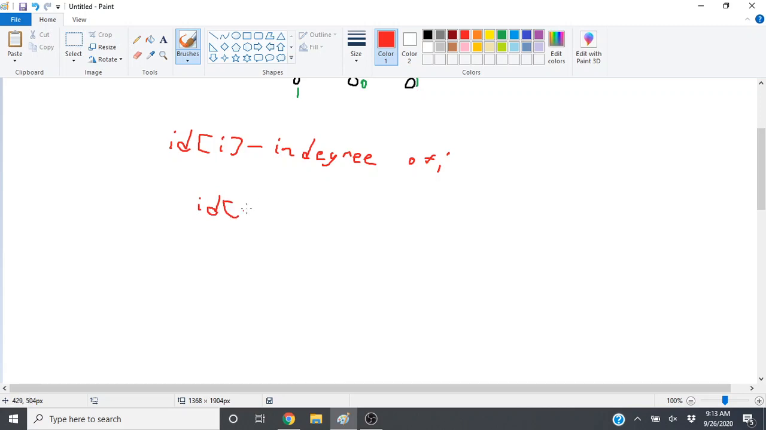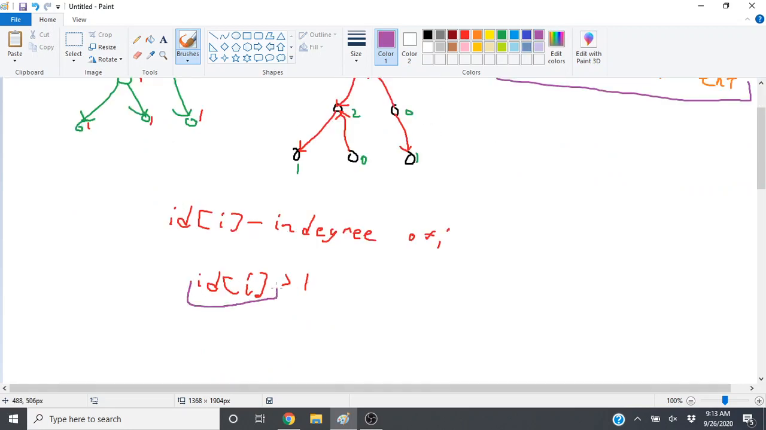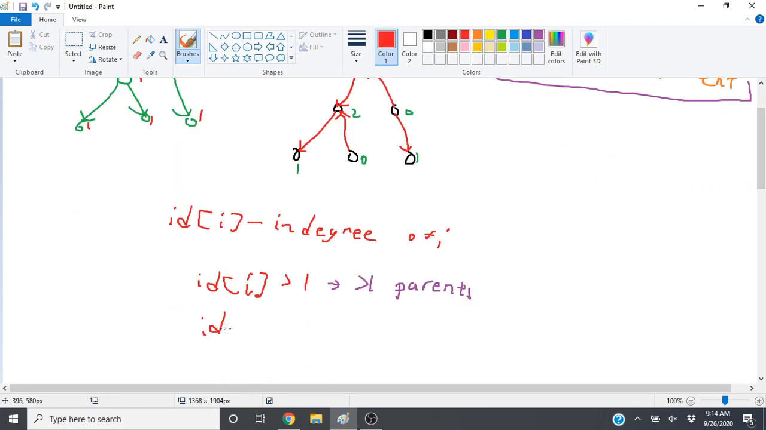So if any vertex has in degree greater than 1, so if ID of I is greater than 1, because every parent has an edge from the child to the parent, then every unit of in degree I means an extra parent. So if in degree I is greater than 1, then we have more than 1 parent, which of course is not allowed. So we also have to mandate that in degree I is less than or equal to 1, because the in degree is equal to the number of parents.